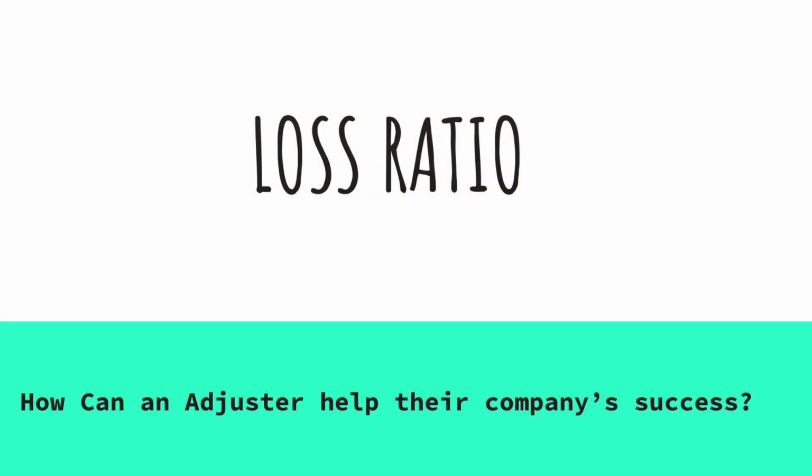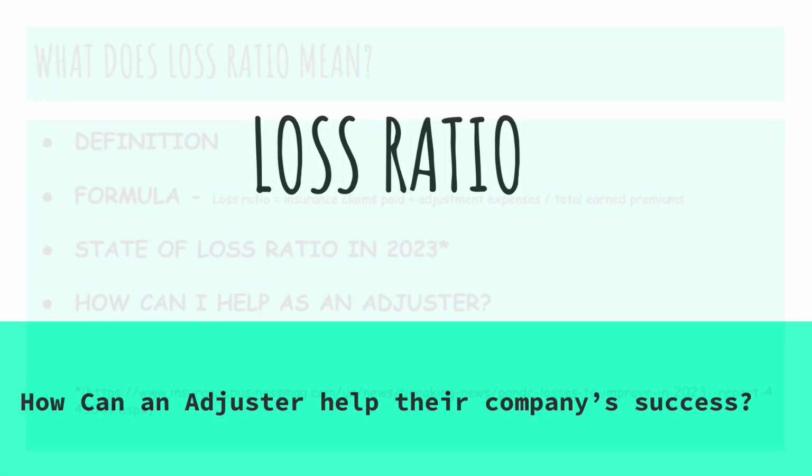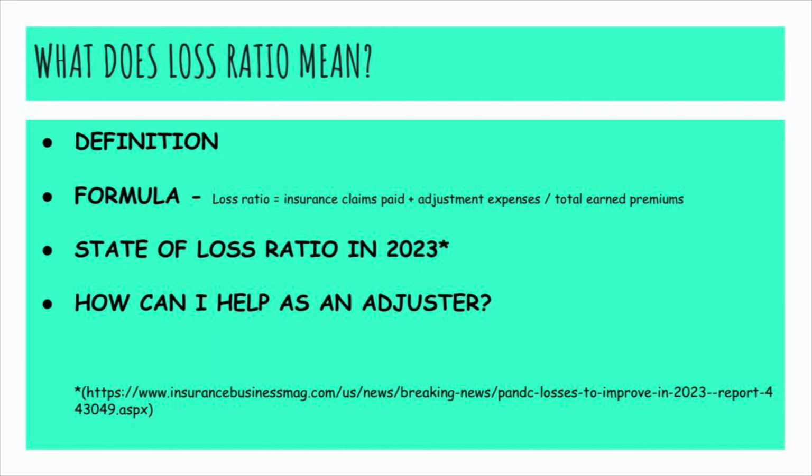Loss ratio. How can an adjuster help their insurance company's success? What does loss ratio mean? Definition. Loss ratio is a financial metric used in the insurance industry to measure the profitability of an insurance company. It represents the ratio of losses to premiums earned. The loss ratio formula is insurance claims paid plus adjustment expenses divided by the total earned premiums.